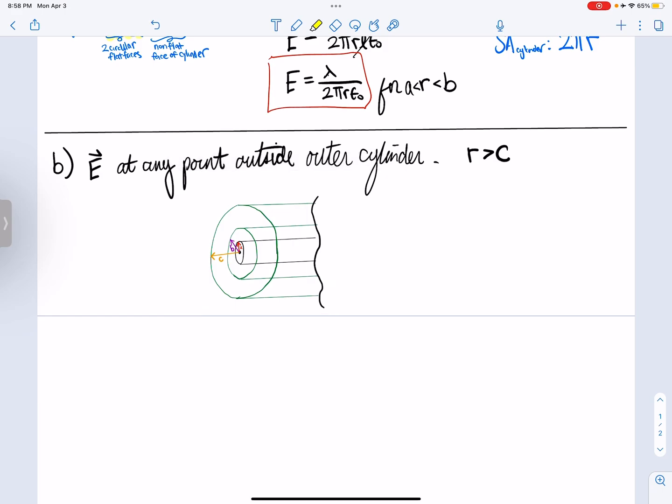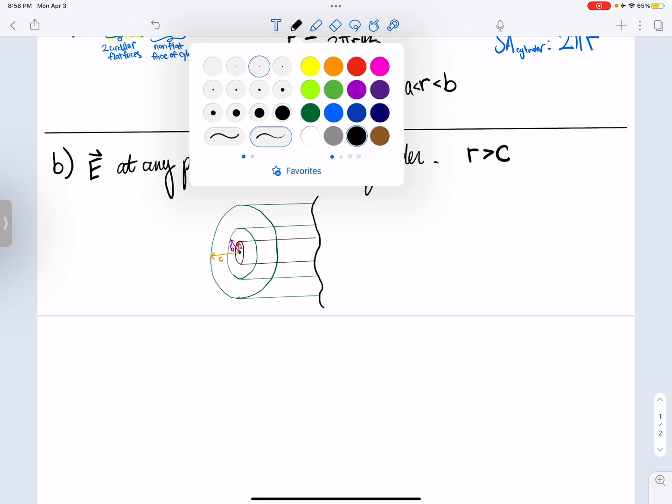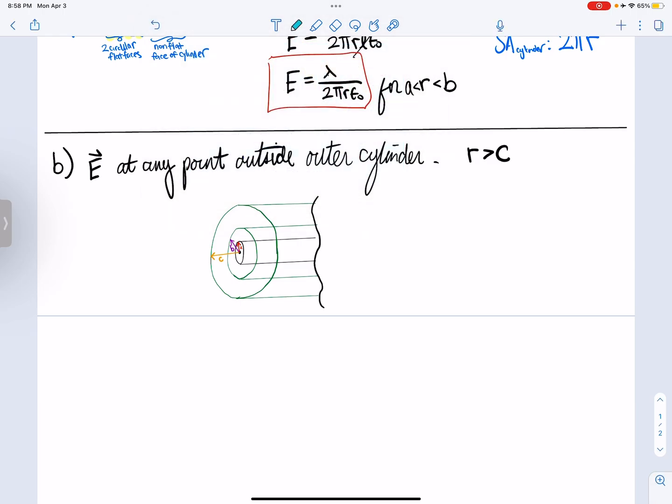Okay. So I want to find the electric field outside here, outside my outer cylinder. So my radius for that electric field will have to be a distance R. So that's going to be the radius, which is going to be greater than C because C goes until here, right? Okay.